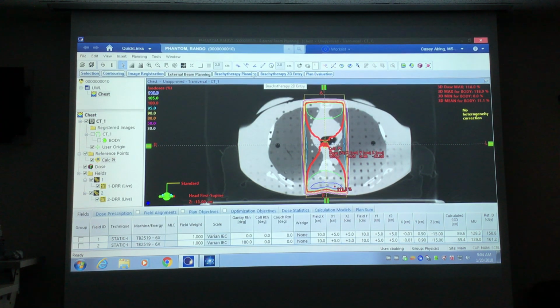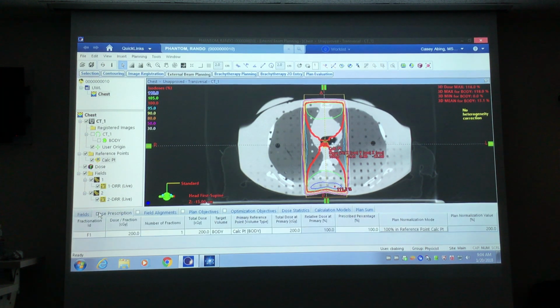Before, I was 100 centimeters to the skin, and then I had to go an additional 10.5 centimeters to the calc point. So I was 110.5 centimeters from the source. So now I've moved 10.5 centimeters closer to the source. Inverse square would tell me that the monitor units have to decrease because I'm closer to the source and I have a higher intensity. My normalization is still the same, normalized to the calculation point.